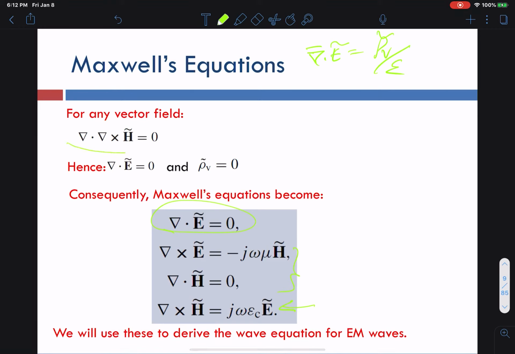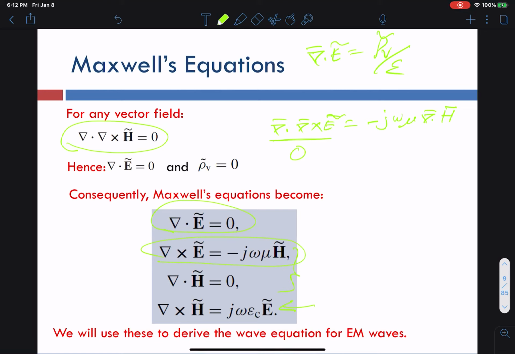This is in vector calculus, this is always true: the divergence of a curl is equal to 0. So let's start with that. They start from here. So divergence of a curl equals negative j omega mu, and divergence of H. And this one over here is 0, right?